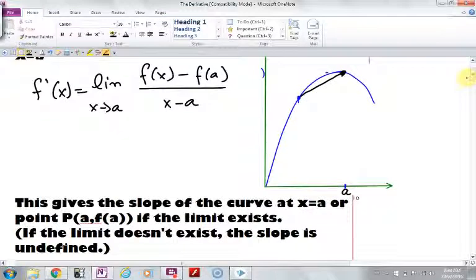So if we take the limit as x approaches a, we get the slope of the curve at x equals a, or if you want to define it as the point, the point a comma f of a. So it's x and y, those are the x and the y values. The x value is a, and the y value is the value of the function at a, if the limit exists. If the limit doesn't exist, then the slope's undefined. We say the limit does not exist for whatever reason, and we'll talk about why the limit might not exist at those points, but I'm sure you could think of some reasons why.